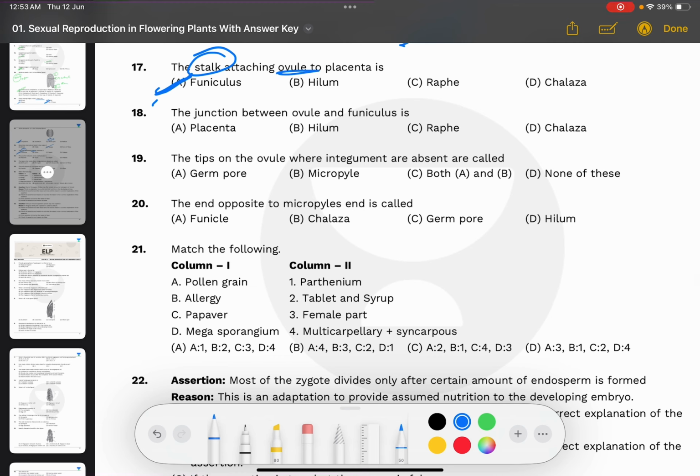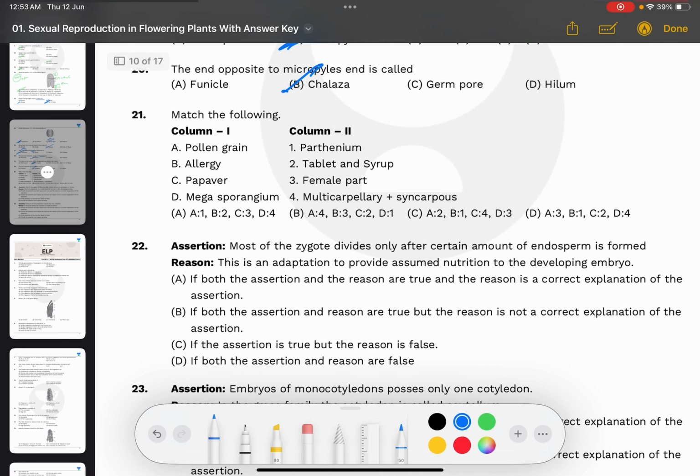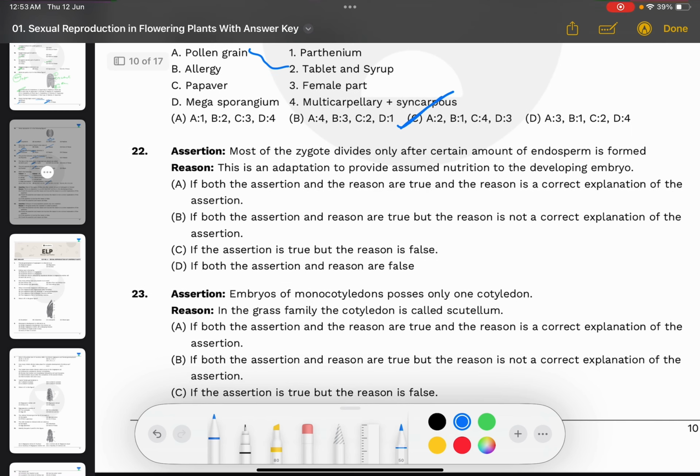The junction between the ovule and funiculus is the hilum. The tip of the ovule where integuments are absent is called the micropyle. The end opposite to the micropyle end is called the chalaza. Pollen grain, you can see it is the tablet and syrup. Where are you? Here. Most of the zygotes divide only after a certain amount of endosperm is formed.